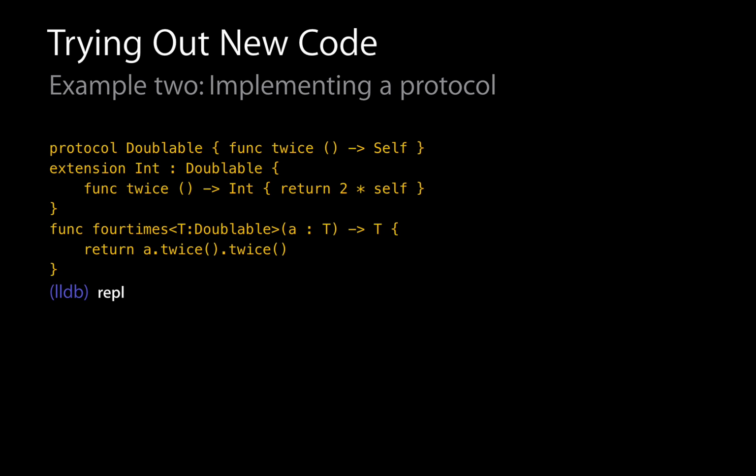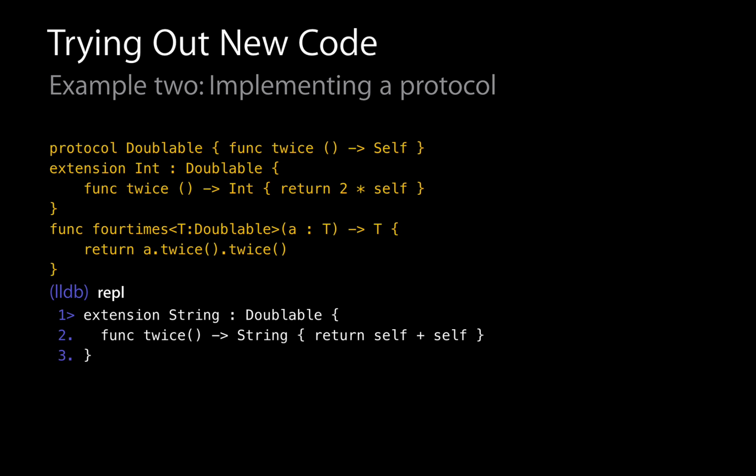The REPL can mess around with this stuff too. We can write an extension on the Swift built-in string class that makes it doubleable right in the REPL. We can make twice concatenate the string with itself and return the result. And then we can run print, and then we can run 4 times on the result of that. And 4 times works because the REPL is able to register that extension. So then we see the output 4 times, just as we expected.